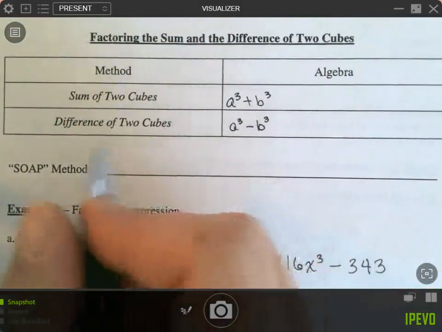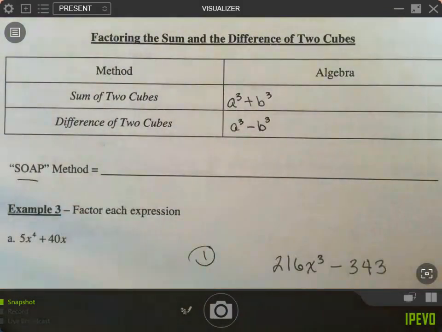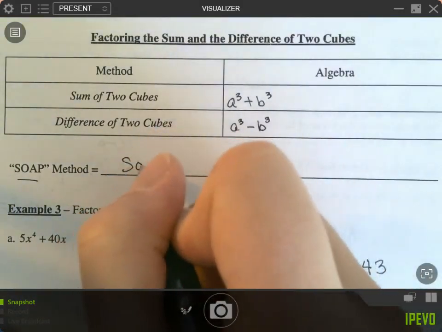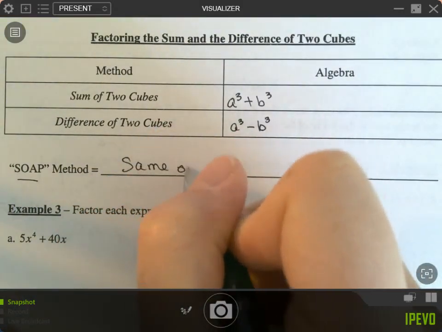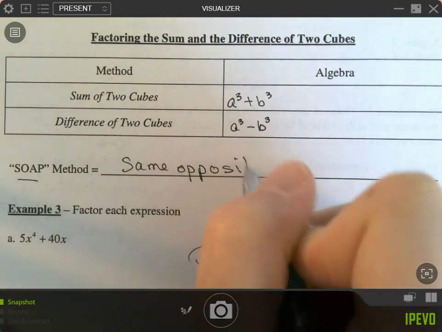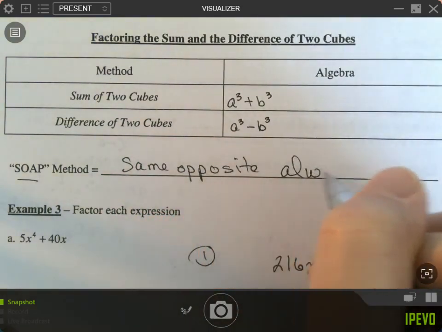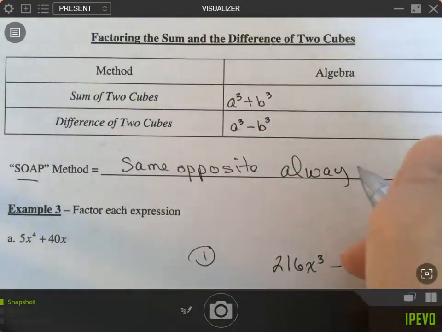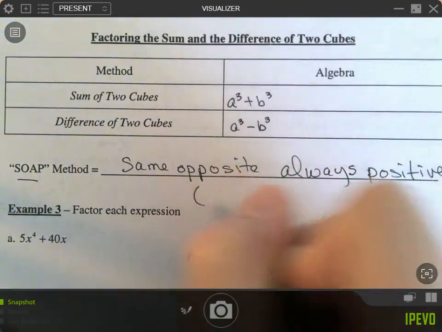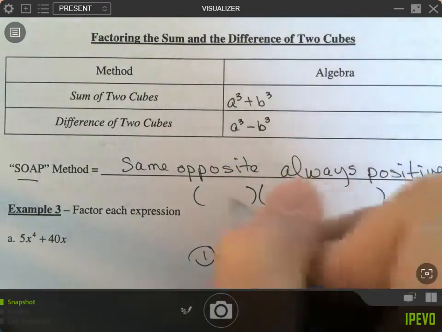This SOAP method is our shortcut. And do you remember what SOAP stood for and what it does for us? Same, opposite, and then always positive. Yep. And it sets up your signs. Your first sign is the same as what you started with. The second sign will be the opposite, and the last one's always positive. And the idea being you're going to have a binomial and a trinomial.